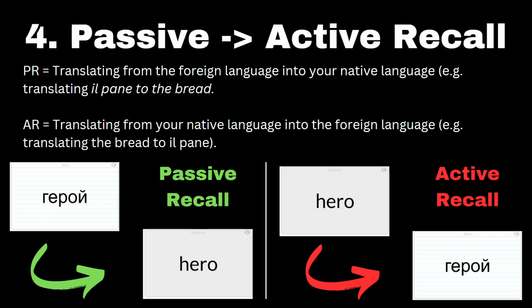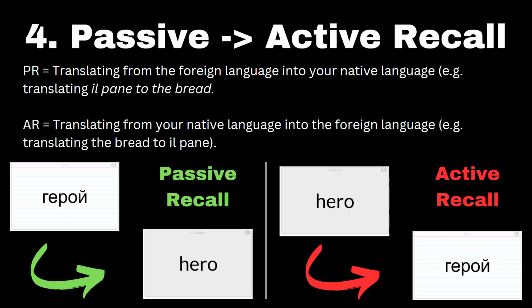Number 4, passive to active recall. So yeah, don't worry about trying to remember all of these tips. By the way, you can always come back to this video. You can write them down or whatever. These are just things you can and should do when you're learning vocab because they will help you learn much faster and more efficiently. I try and do all of these things as much as possible.